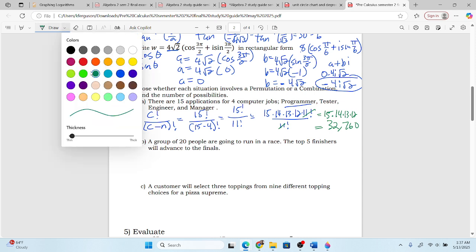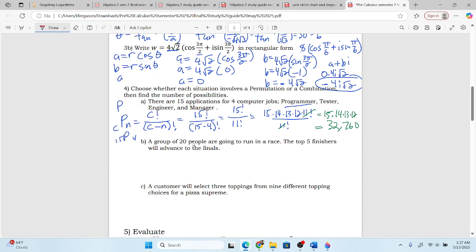All right, so now we're on to the next one. A group of 20 people are going to run a race. The top 5 finishers will advance to the finals. We'll see, here we go. The top 5 finishers. See, that's not specific. So I've got the person who crosses the finish line first, and second, and third. But see, it doesn't matter. The order doesn't matter. And if the order doesn't matter, then we're talking about a combination.